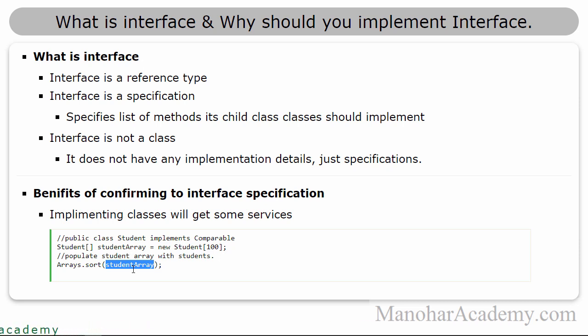This kind of behavior you don't get if you are extending a Person. By extending Person, you are getting the member methods and member fields, but you are not getting any extra services. But by implementing an interface, you get to use all the services that are available for this particular interface. So Comparable is an interface. It itself doesn't have any implementation. It is just giving you specifications, and by conforming to those interface specifications, you will be able to utilize all the services that are available for that particular interface.